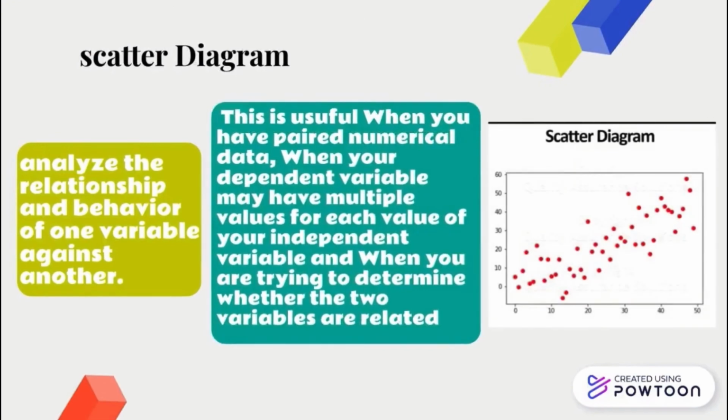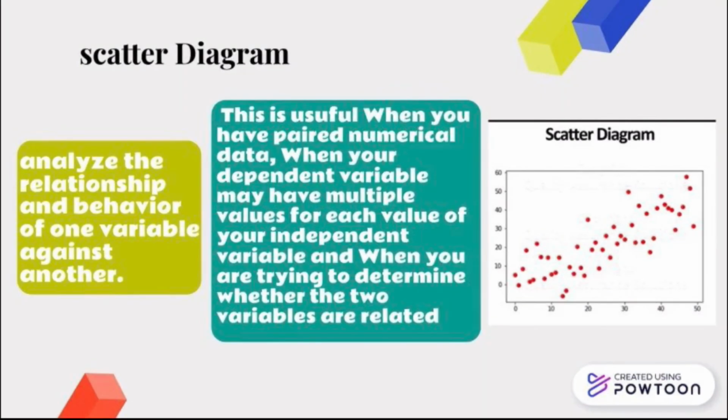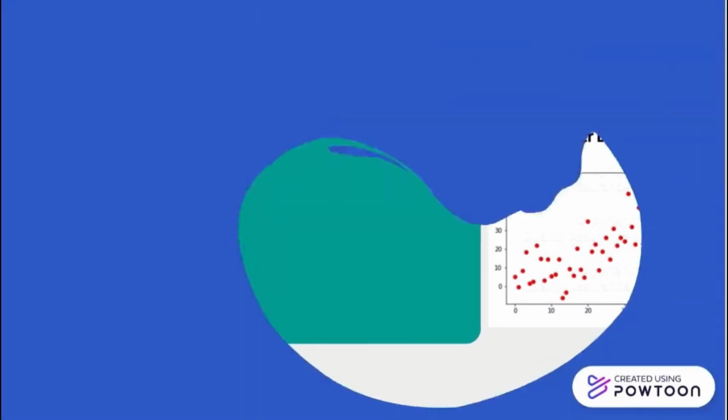The next quality tool is scatter diagram. This diagram analyzes the relationship and behavior of one variable against another. The scatter diagram is useful when you have paired numerical data, when your dependent variable may have multiple values for each value of your independent variable, and when you are trying to determine whether the two variables are related.